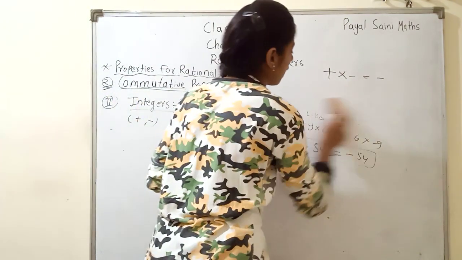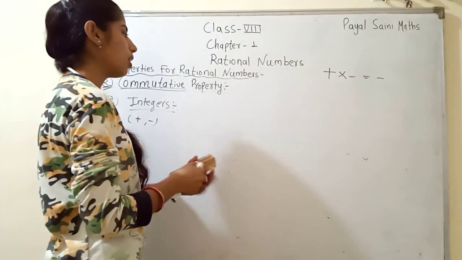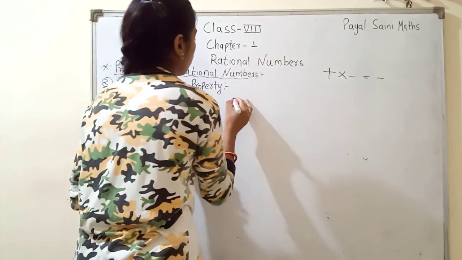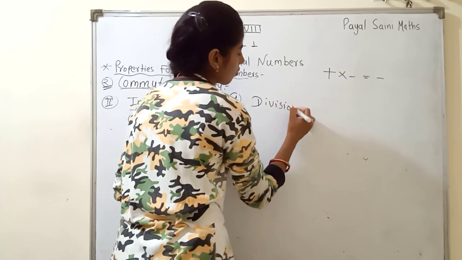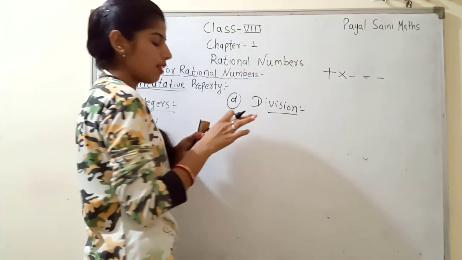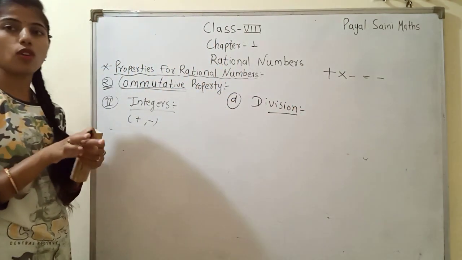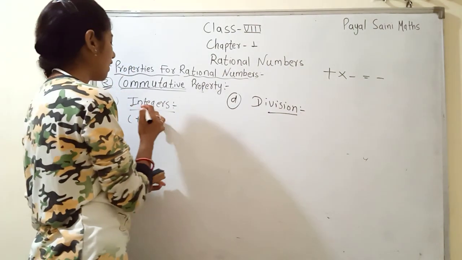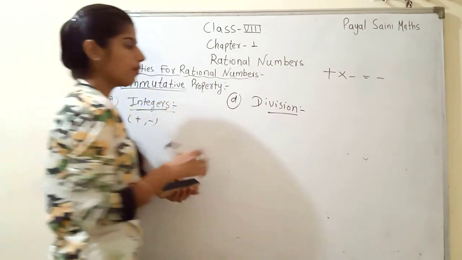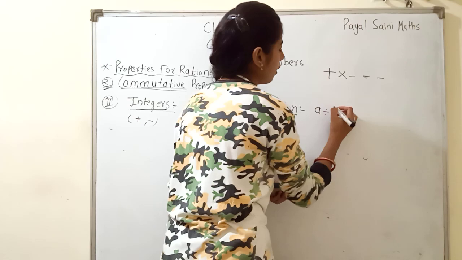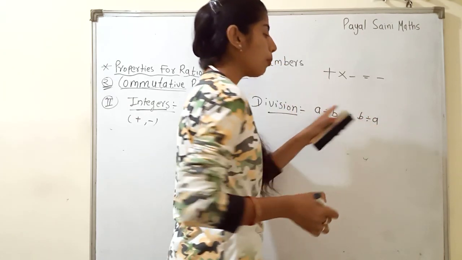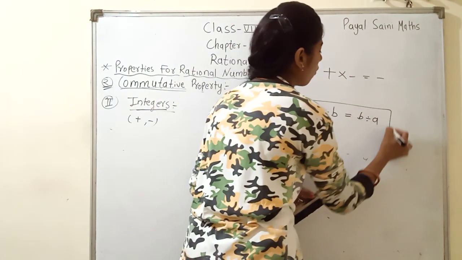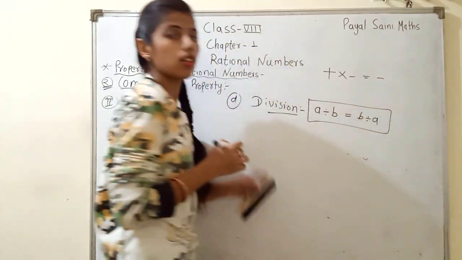Operation number D is division. For division, when we check in whole numbers, it is not verified. Now we check in integers, whether it's verified or not. Then we can write the statement A divided by B equal to B divided by A. We prove this. If it's proved, then we can say it's verified.